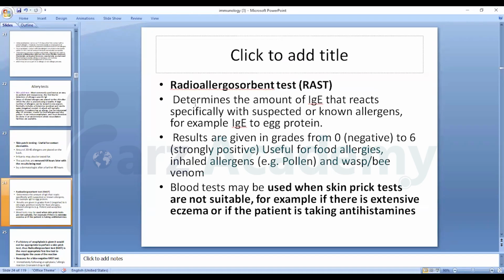Third is the radioallergosorbent test, which determines the amount of IgE that reacts specifically with suspected or known allergens, for example, IgE to egg protein. Results are given in grades from 0 negative to 6. So 6 is strongly positive. It is useful for food allergies, inhaled allergens, and wasp and bee venom. Blood tests may be used when skin prick tests are not suitable, for example, if there is extensive eczema or if the patient is taking antihistaminics.